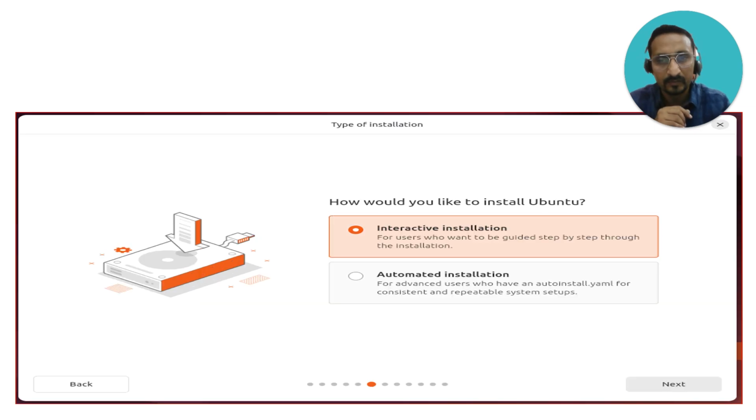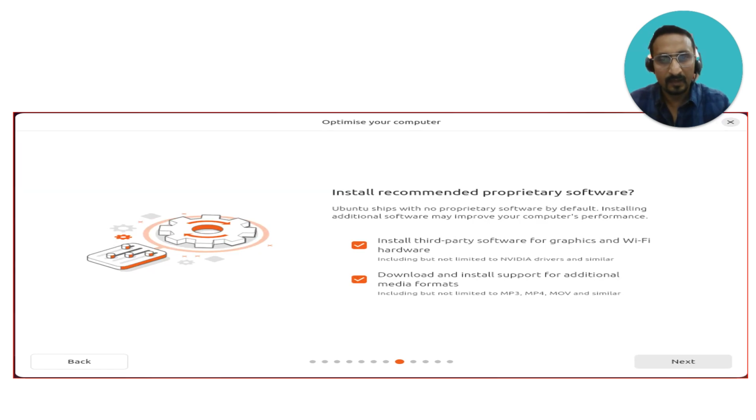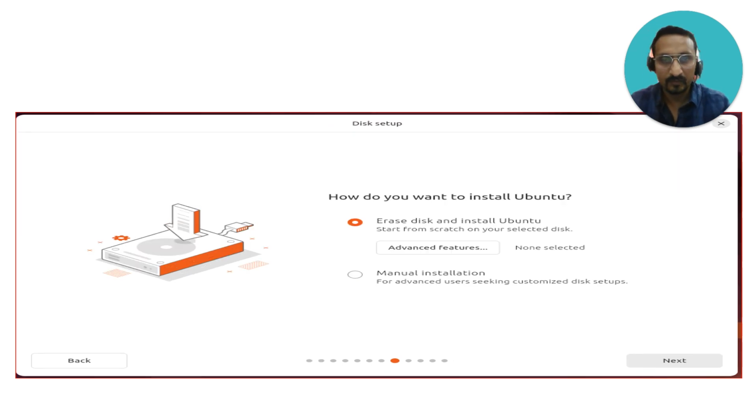Okay, this option we have to select for interactive installation. Okay, default selection, I have not done any additional selection, so I have kept the default. Select the checkboxes. This is required for the graphical representation of Ubuntu.